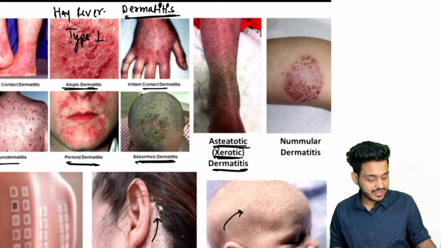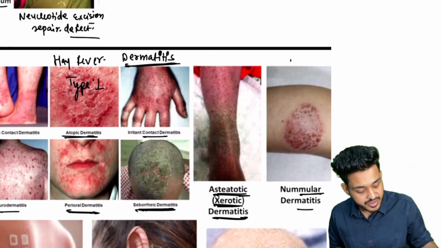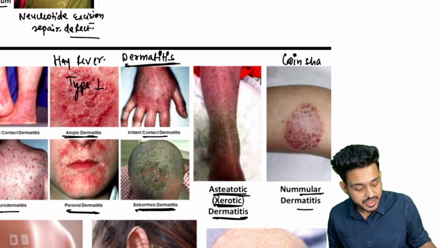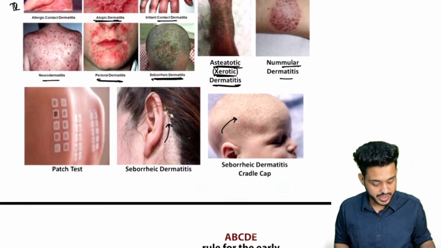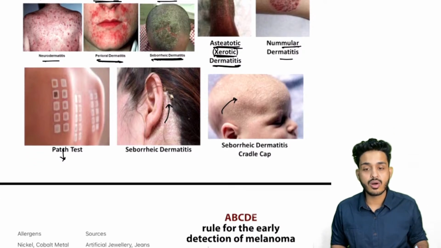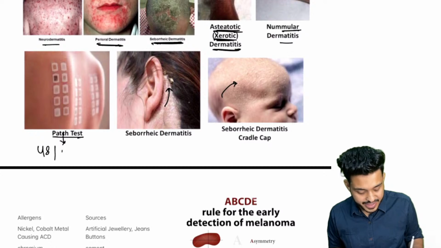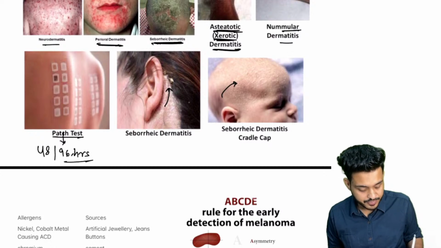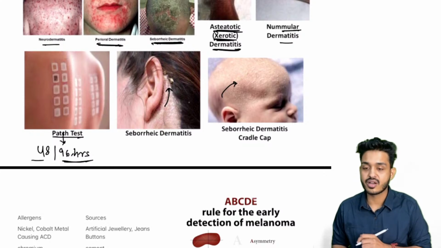Okay, next one is your nummular dermatitis. Basically the meaning of nummular will be coin shaped lesion. Here, what will the lesion be like? The lesions will be coin shaped. Okay, and this is the test, again the patch test that we are doing for all the investigations, and that reading will be taken at 48 to 96 hours. The best answer would be 96 hours, we can take 48 hours as well.